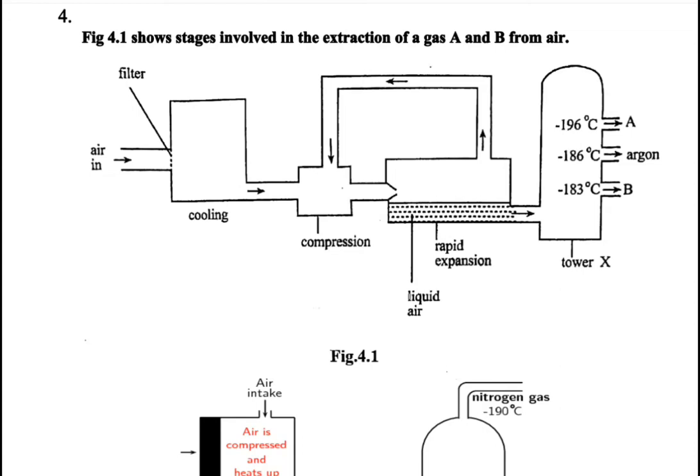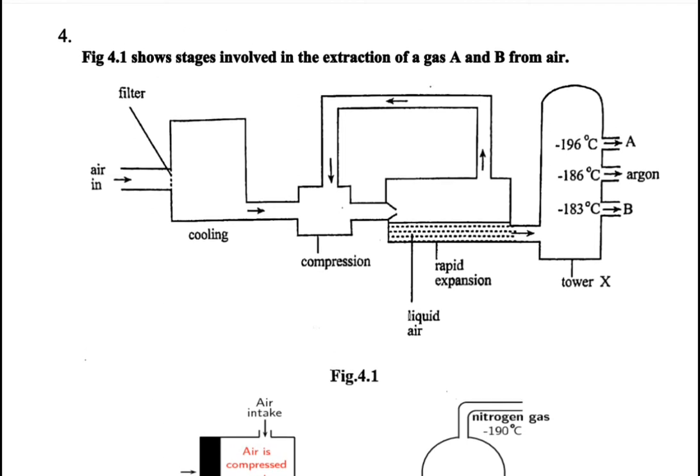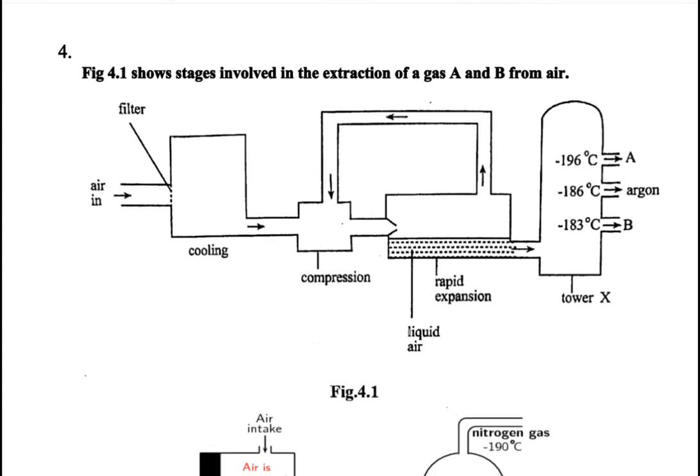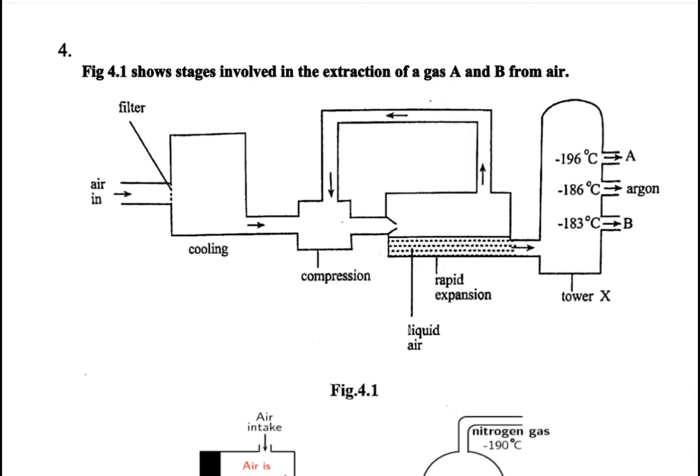Welcome. Let's look at the combined science paper for November 2020, question number 4. That's paper 2. Fig 4.1 shows the stages involved in the extraction of gases, gas A and gas B. So we have these two gases, gas A and gas B.